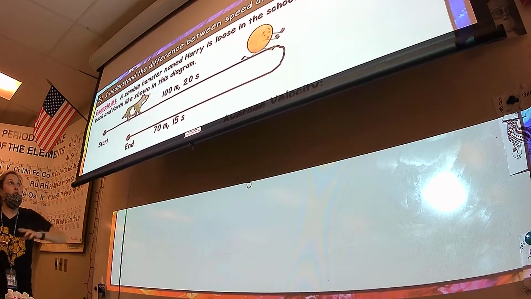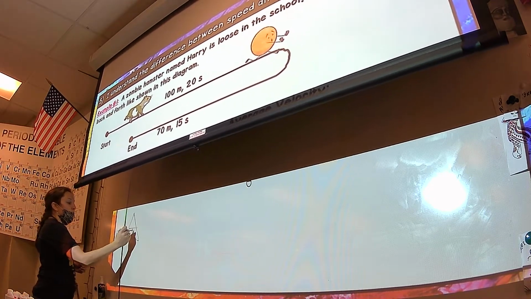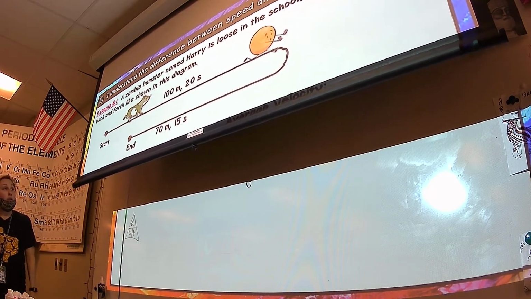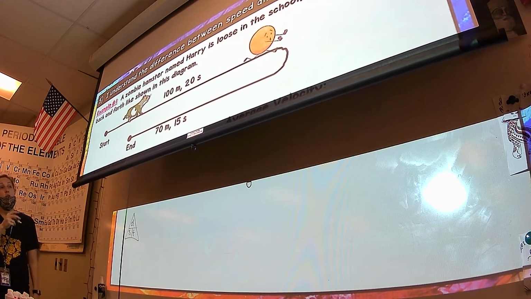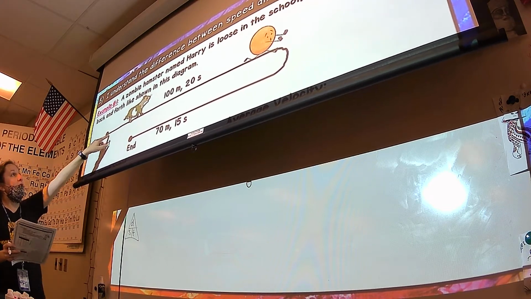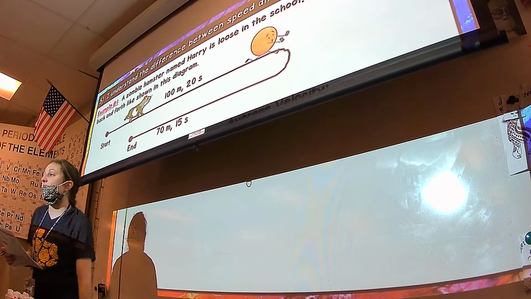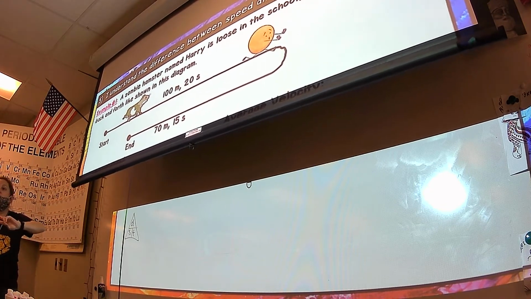Let's do speed first. Remember, speed is this triangle, and we're talking about distance, not displacement. So let's figure out what we can get from our diagram. A zombie hamster named Harry is loose in the school. That dude runs back and forth like shown in this diagram. So we started here. We ran this distance in 20 seconds. He turned around, ran this distance in 15 seconds. So what two variables can we get from this?